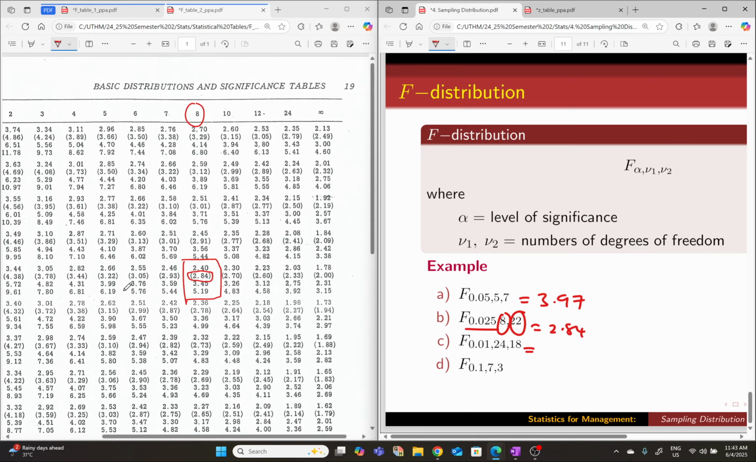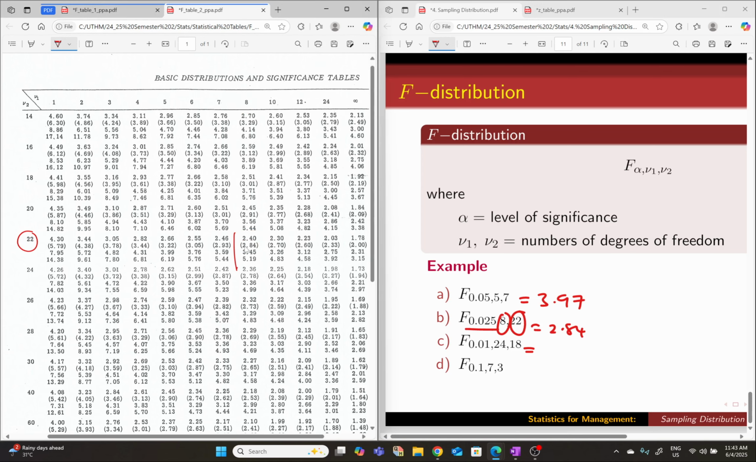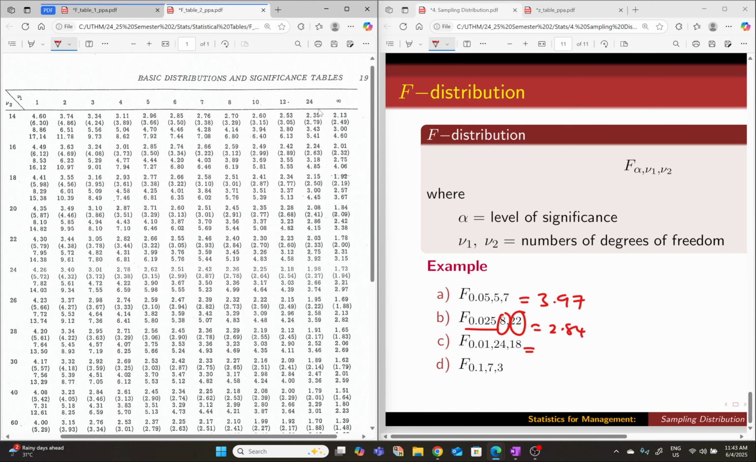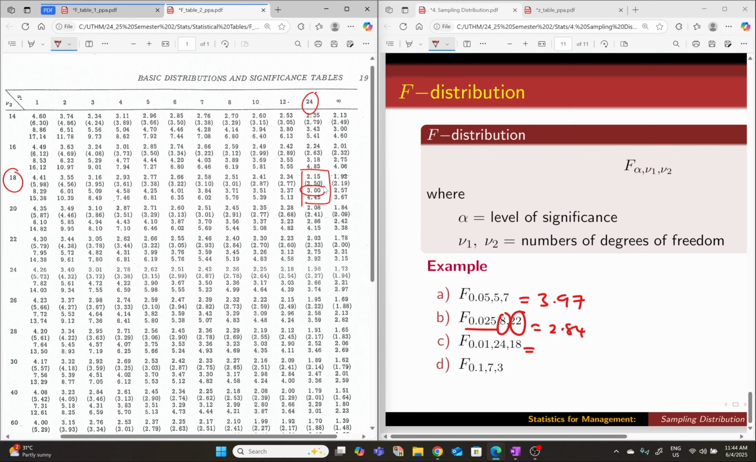Now the next one is 24 and 18. Okay, 24 and 18 here. This is the bunch of 4 numbers. 0.01 is here. That is the third number, which is this one. And the last one is 7.3. Okay, I give you some time to see this before I do the last one.